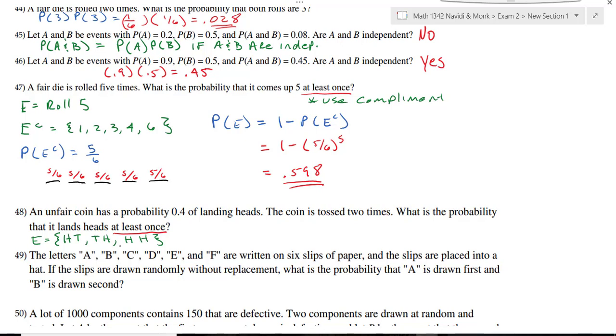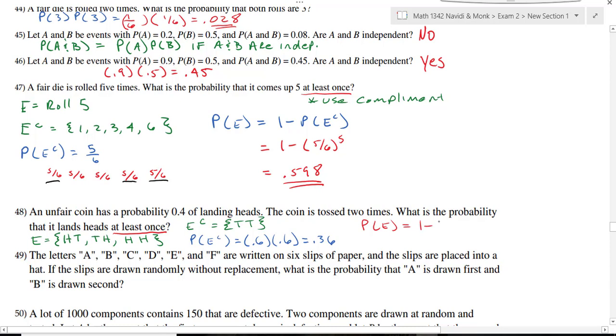Actually, this sample space is small enough. No, I'm gonna use the complement. That's my event. What is the complement of the event? Not heads would be a tail and a tail. Now, the probability of landing on heads is 0.4. The probability of landing on tails is 0.6. So the probability of the complement, 0.6 times 0.6, because these coin tosses are independent. And what is 0.6 times 0.6? That's 0.36. So the probability of my event is equal to 1 minus the probability of the complement of the event.